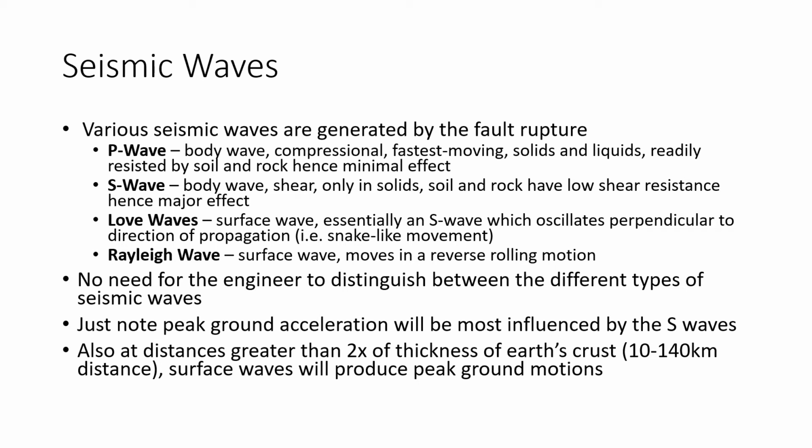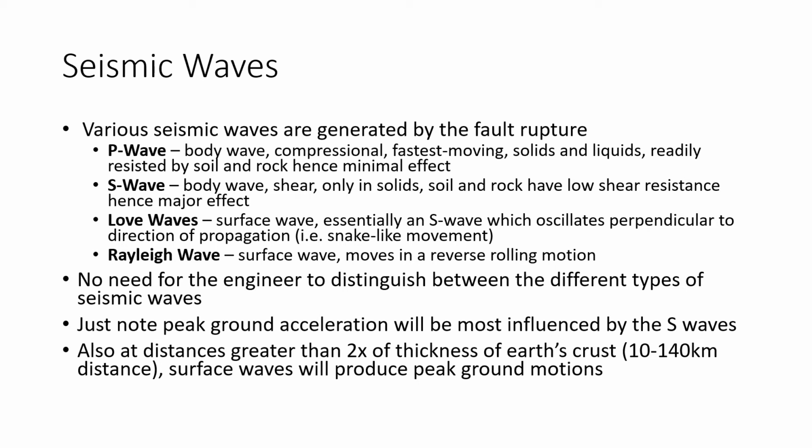And then you also have your Love waves and Rayleigh waves, which are a type of surface wave. A Love wave is essentially an S wave which is oscillating perpendicular to the direction of propagation. Okay, so it looks like a snake. Its movement is similar to that of a snake, which you can see later on. And then your Rayleigh wave is a surface wave which is moving in a reverse rolling motion.